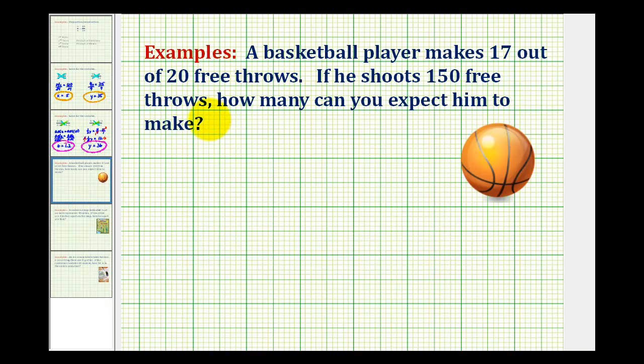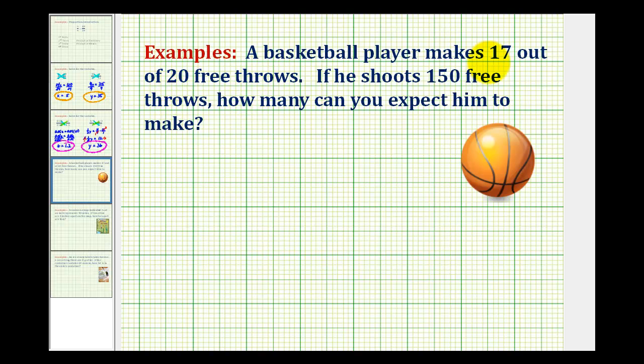We want to solve the following problem using a proportion. A basketball player makes 17 out of 20 free throws. If he shoots 150 free throws, how many can you expect him to make? So we'll set up two ratios comparing the successful free throws to the total number of attempts.